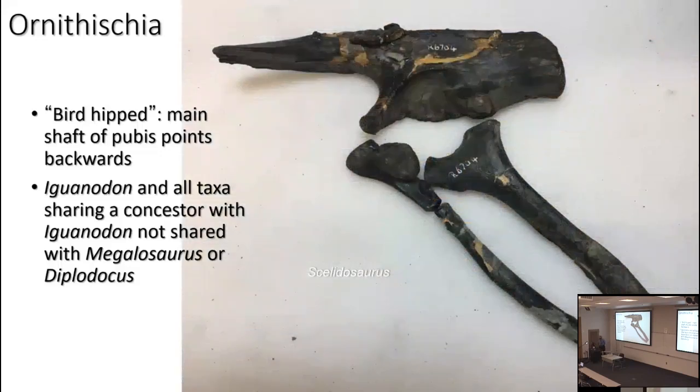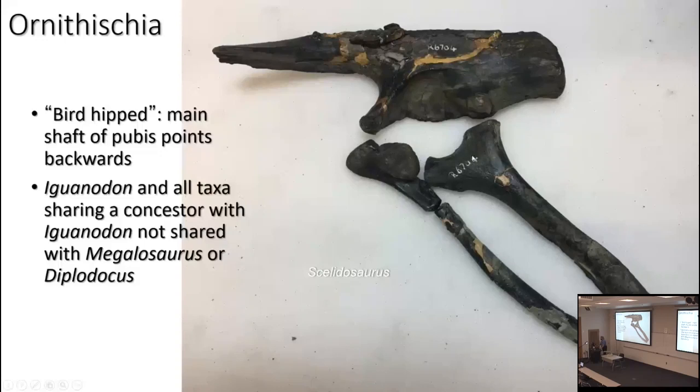And here is a typical Ornithischian pelvis. This is the primitive armored dinosaur, Scelidosaurus. And just to orient you, this is a left lateral view. So this is the ilium. This is the acetabulum. The bones are somewhat separated from each other at the moment.